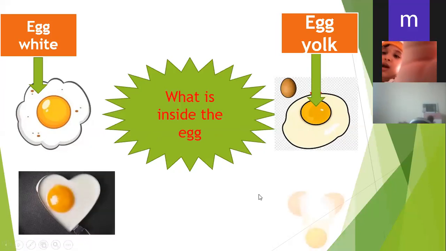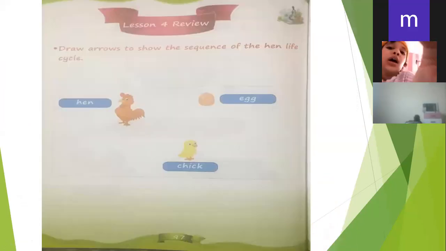This was our lesson for today. This is the hen life cycle. Egg, chick, hen. Egg, chick, hen. Okay? Okay. Finished with science.